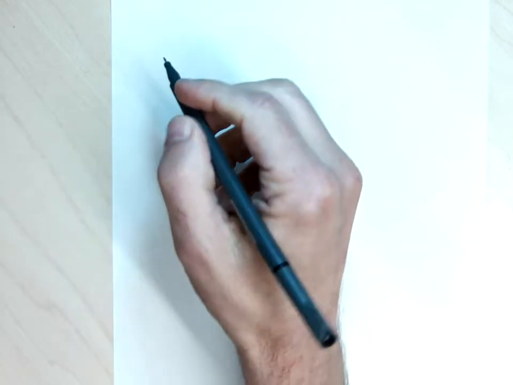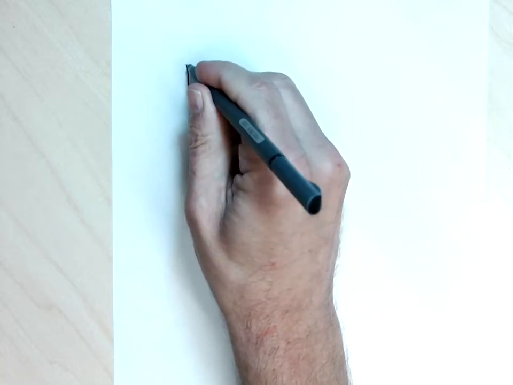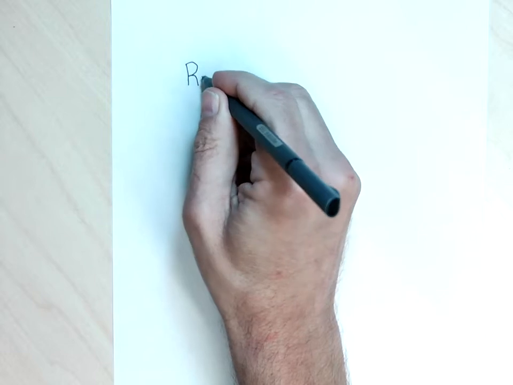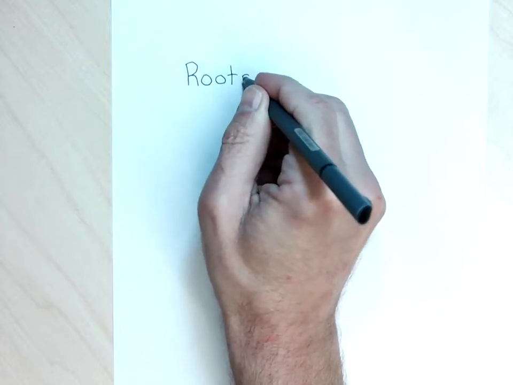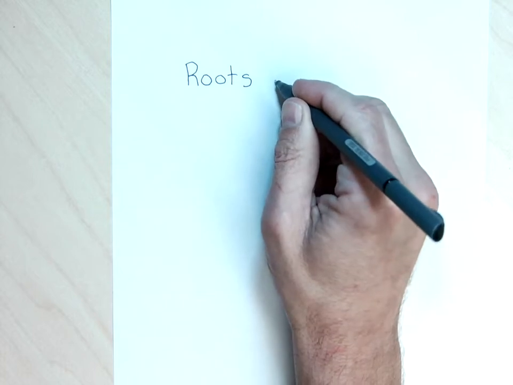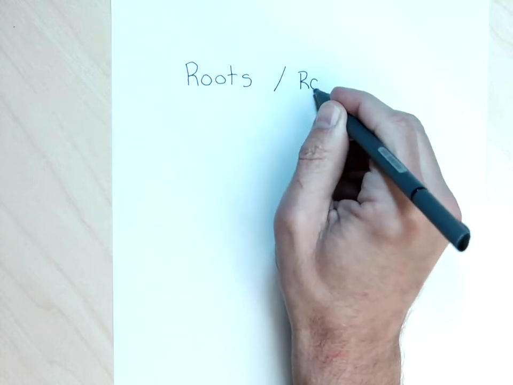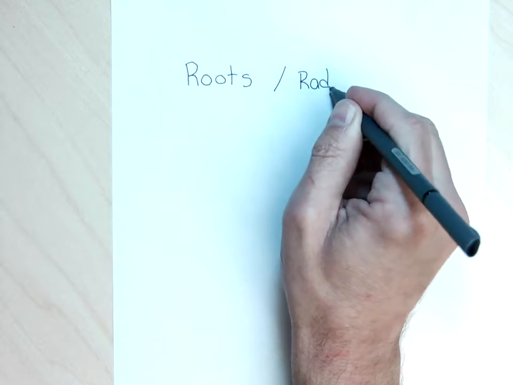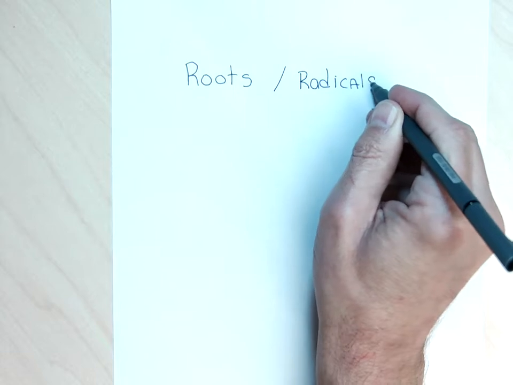So I'm going to jump into my lecture for section 4.3. The whole chapter, for chapter 4, I might generically call this chapter's roots / radicals. I'm going to use those words interchangeably as we go through the chapter.